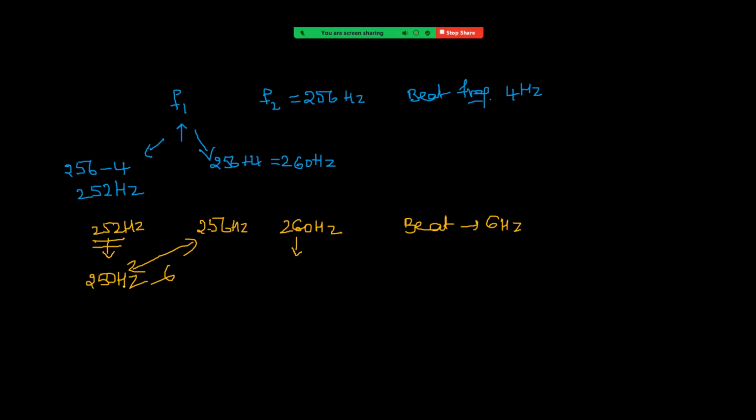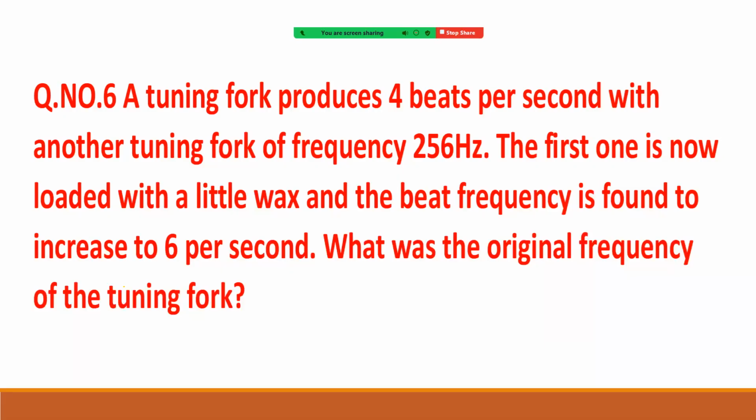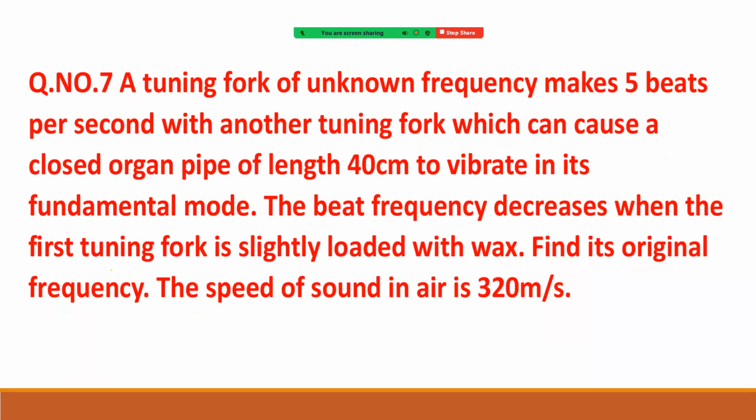Okay, let us see the next problem. A tuning fork of unknown frequency makes 5 beats per second with another tuning fork which can cause a closed organ pipe of length 40 centimeter to vibrate in its fundamental mode. The beat frequency decreases when the first tuning fork is slightly loaded with wax. Find its original frequency.